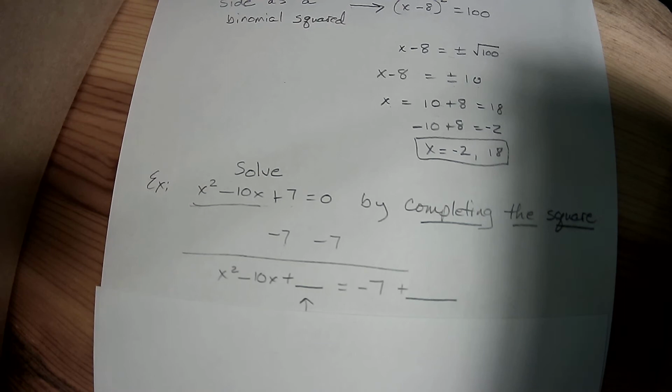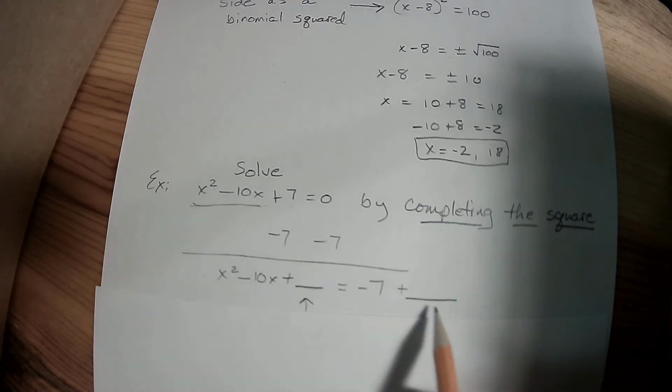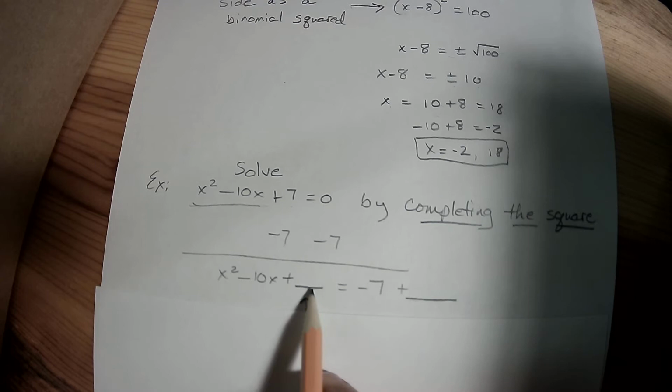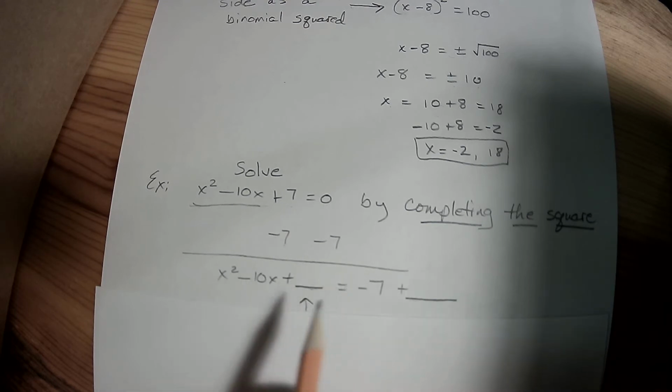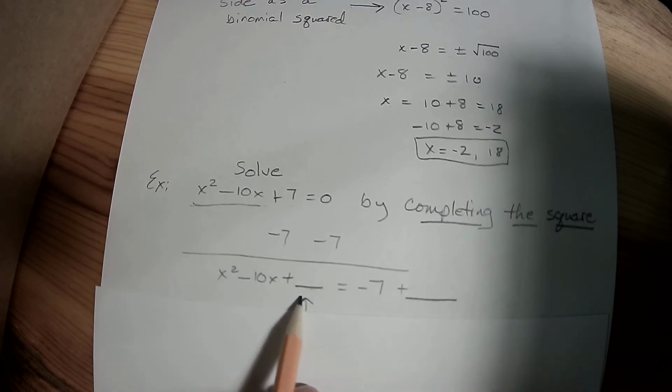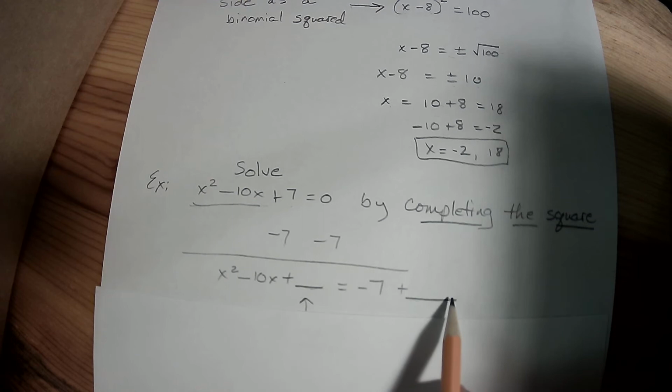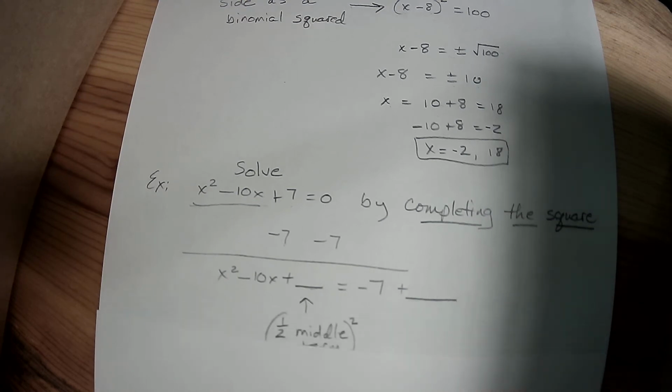And personally, I think it's easier to do completing the square if you actually put plus and put a blank here, put plus and a blank here, because I'm going to add something to this to make this a trinomial square. And remember, I can do whatever I want to an equation. If I add something over here, though, I have to add the same thing over here.